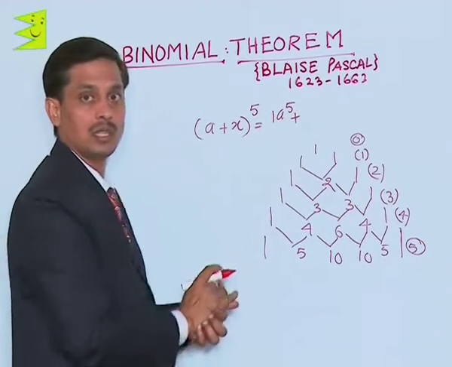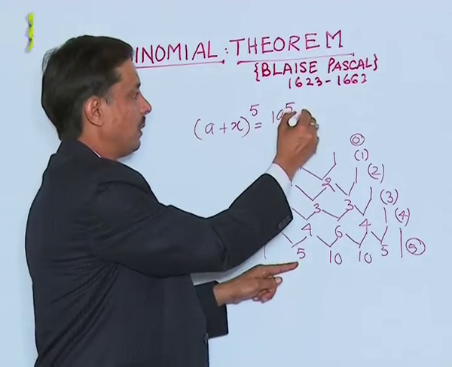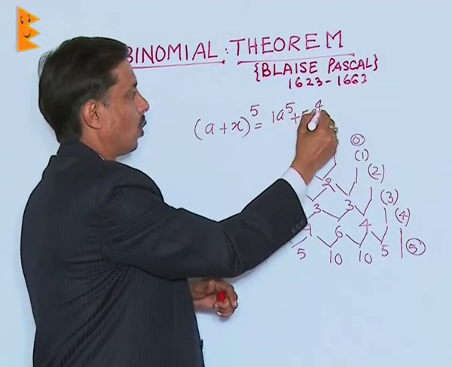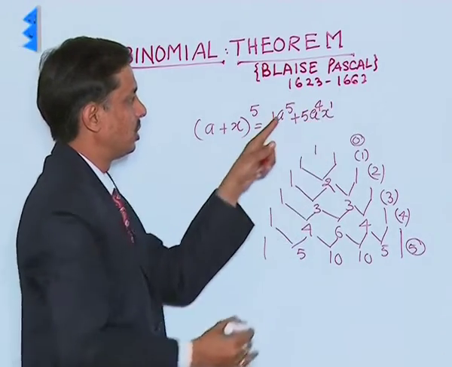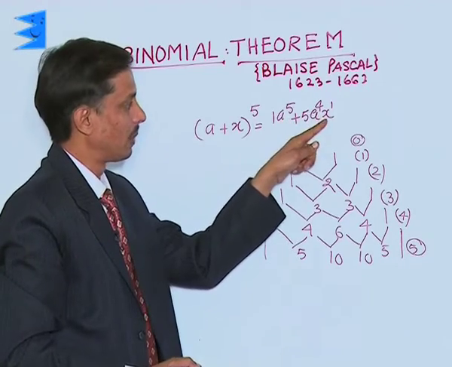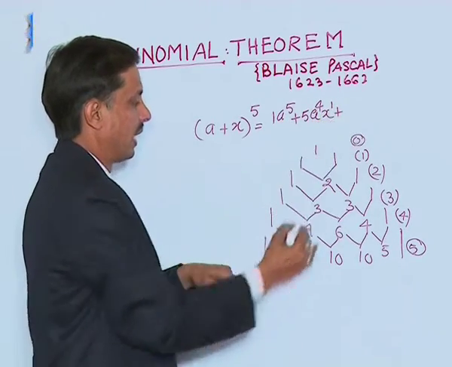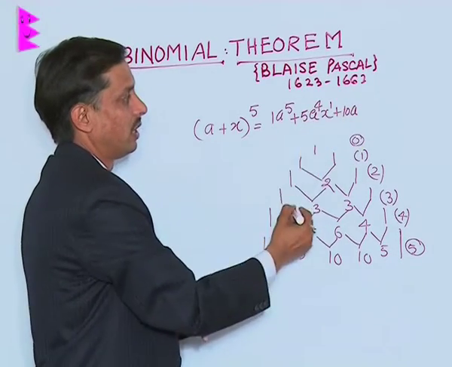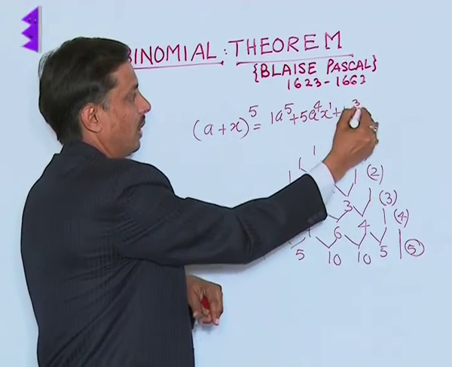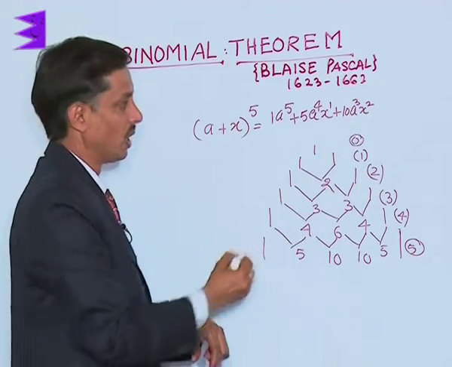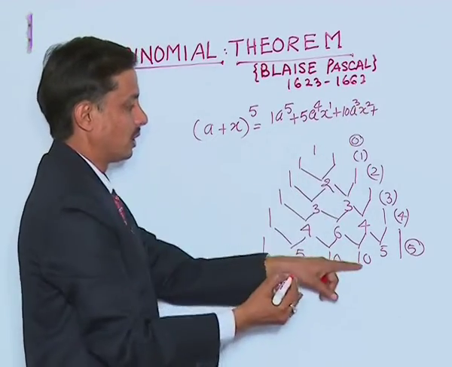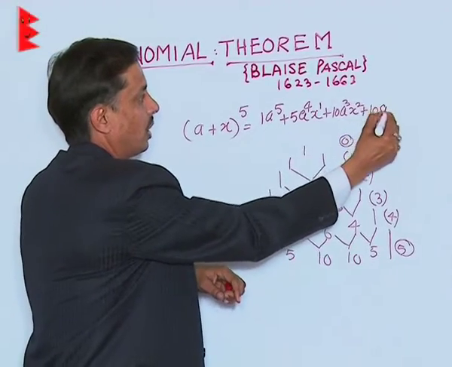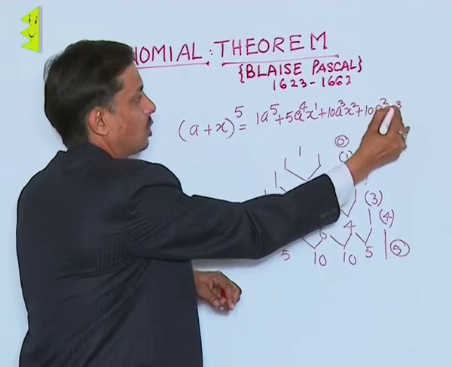Then the second is what? Coefficient is 5, the power of a will be decreased, that will be 4, and the power of x will increase. Here the power of x is 0, here the power of x is 1. Then for the next it is 10. So 10, the power of a will be decreased, that is 3, and the power of x will be increased, that is 2. For the next term it is what? Again 10, and the power of a decreased is a squared x cubed.